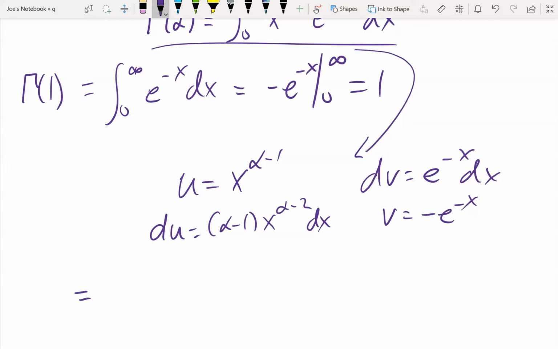Negative x to the alpha minus 1 times e to the minus x. Okay. That's evaluated from 0 to infinity, right? That's our u times our v. And then why is it plus? E is negative. Okay, so remember the integration by parts formula.